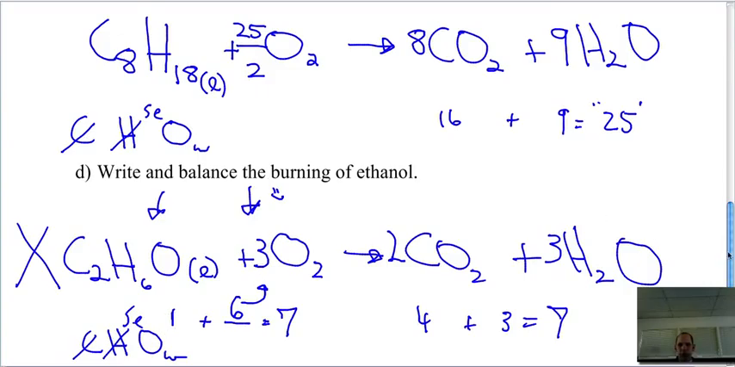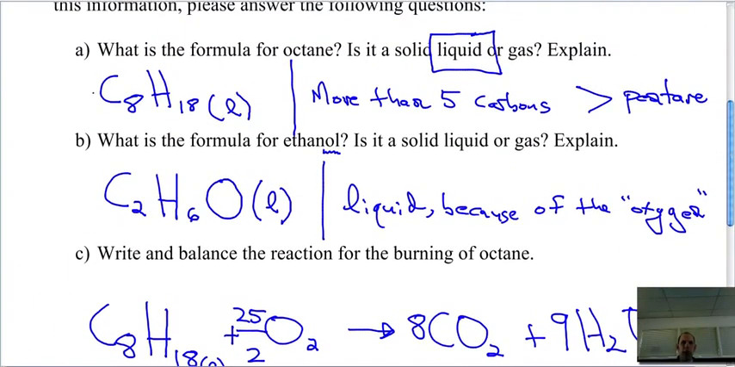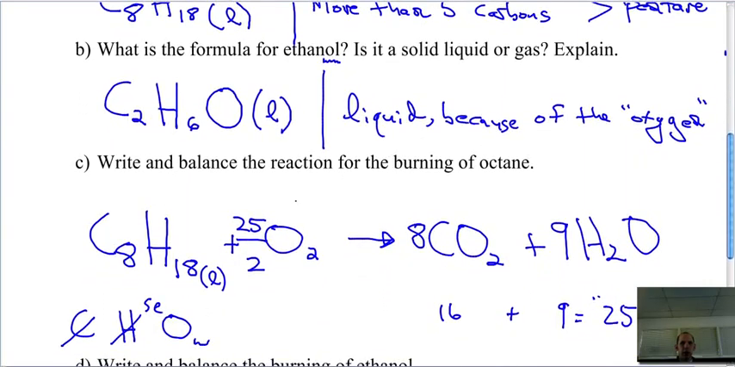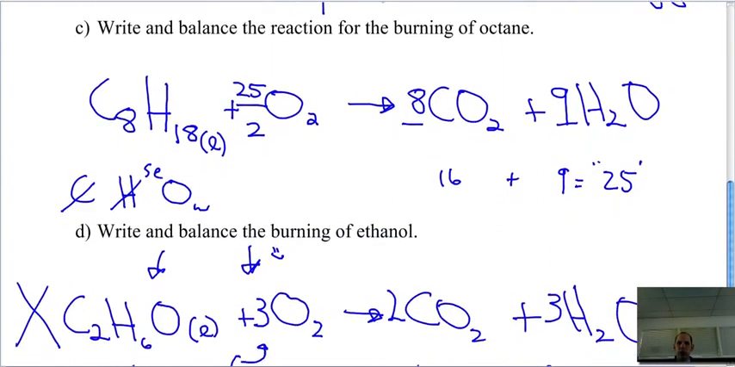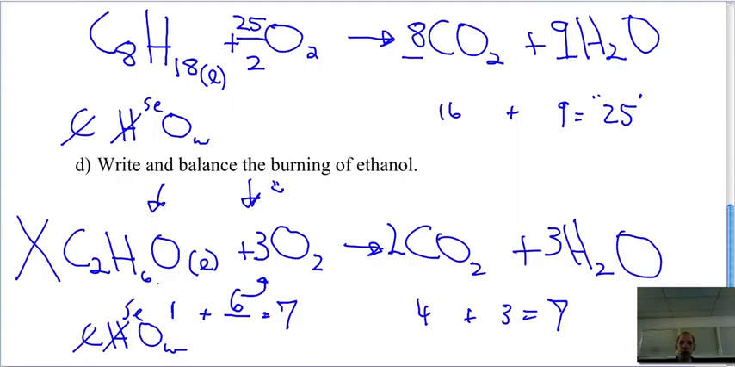So when you have an extra O with an alcohol, you got to throw in this little equation. So the formula for octane is C8H18, and it's a liquid because there's more than 5 carbons. The formula for ethanol is C2H6O(l), and it's a liquid because all hydrocarbons with oxygen are liquids. Burning octane is C8H18 plus 25 halves O2 goes to 8 CO2s and 9 H2Os. And the burning of ethanol, C2H6O plus 3 O2s goes to 2 CO2s and 3 H2Os. Watch out when you got O's in both places. Set up your little equation and solve for it. Great job.